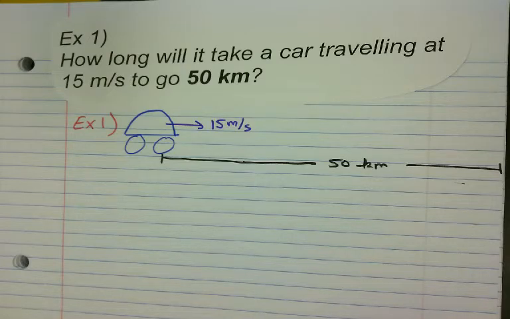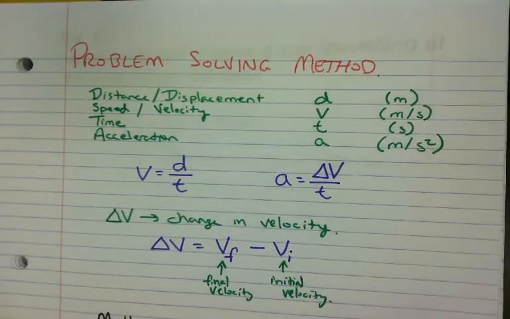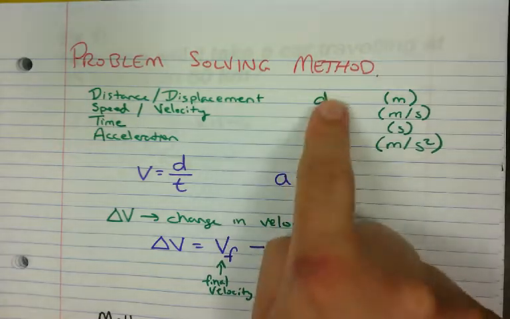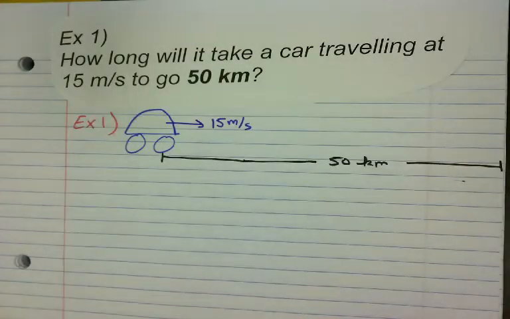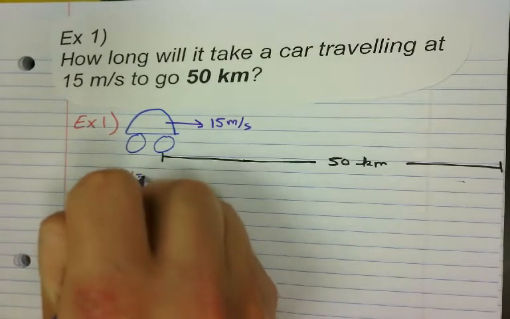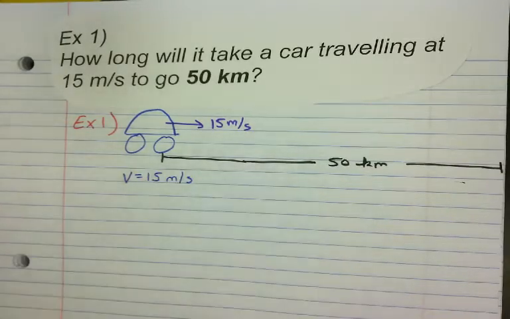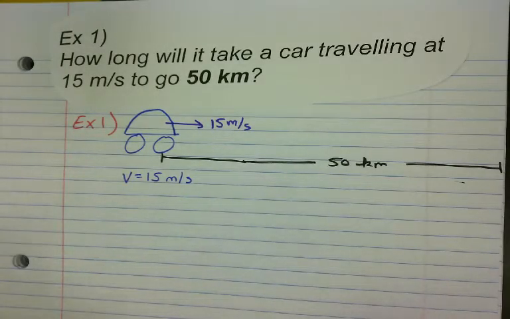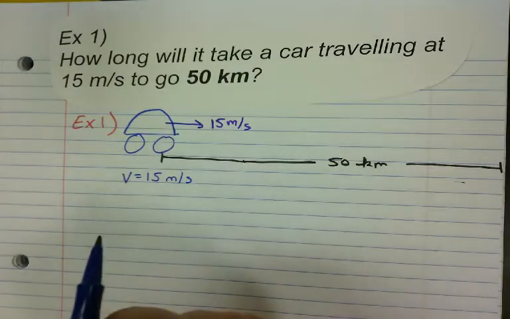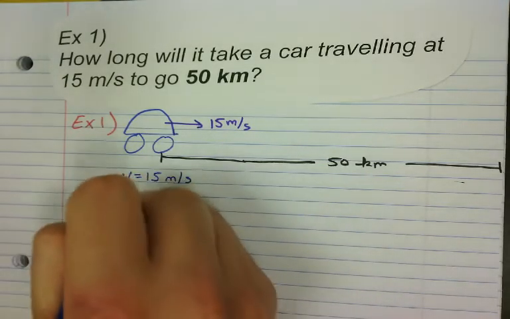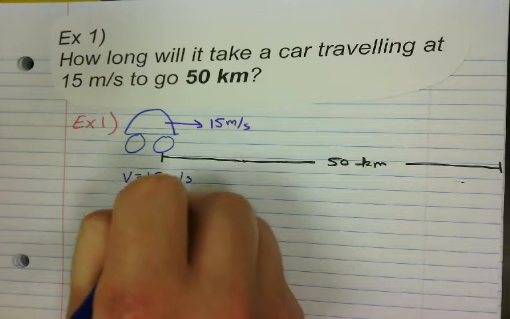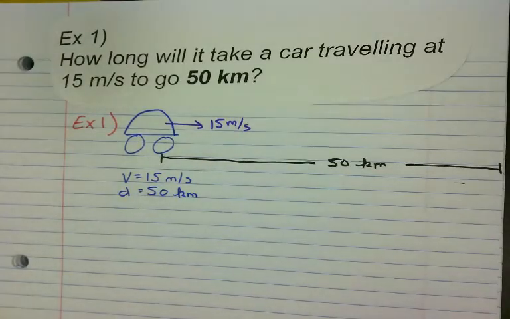Second step is to do the knowns and unknowns step. What do I mean by knowns and unknowns? What I mean is that for every number I'm given, I want to know which of these symbols it goes with. So for example, if I see 15 meters per second, what is that? Well, 15 meters per second is a speed. So I'm going to start by saying the speed, or the velocity, is 15 meters per second. That's one of my known values. I got another known value, and that is this. What is 50 kilometers? Well, kilometers is a measure of distance. So my distance is 50 kilometers.